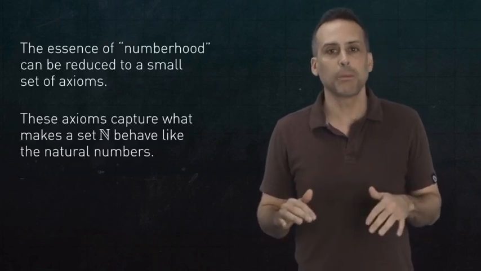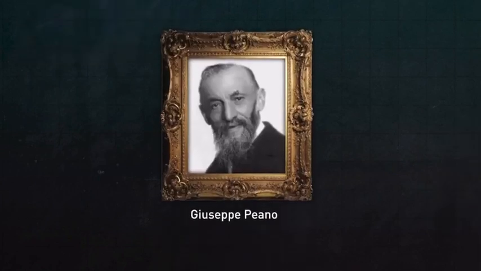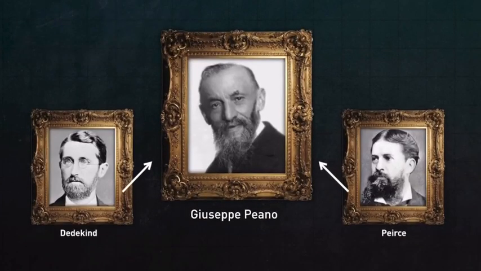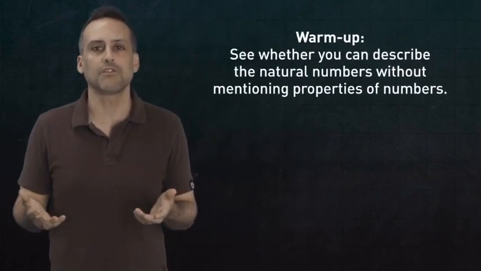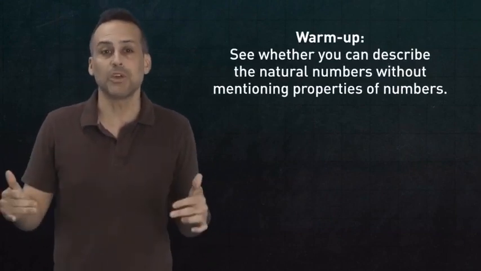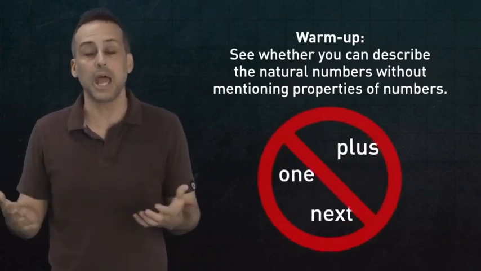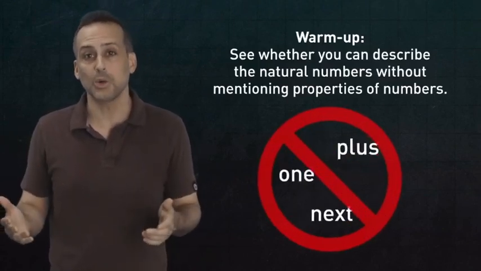These axioms were first published in 1889, more or less in their modern form, by Giuseppe Peano, building on and integrating earlier work by Peirce and Dedekind. I'm going to show you how this is done, but to appreciate what a massive achievement it is, I want you to try doing it yourself first. Just casually try describing numbers without mentioning numbers, or even inherently number-ish concepts like 1 or plus or next. You'll find it's pretty hard to do.